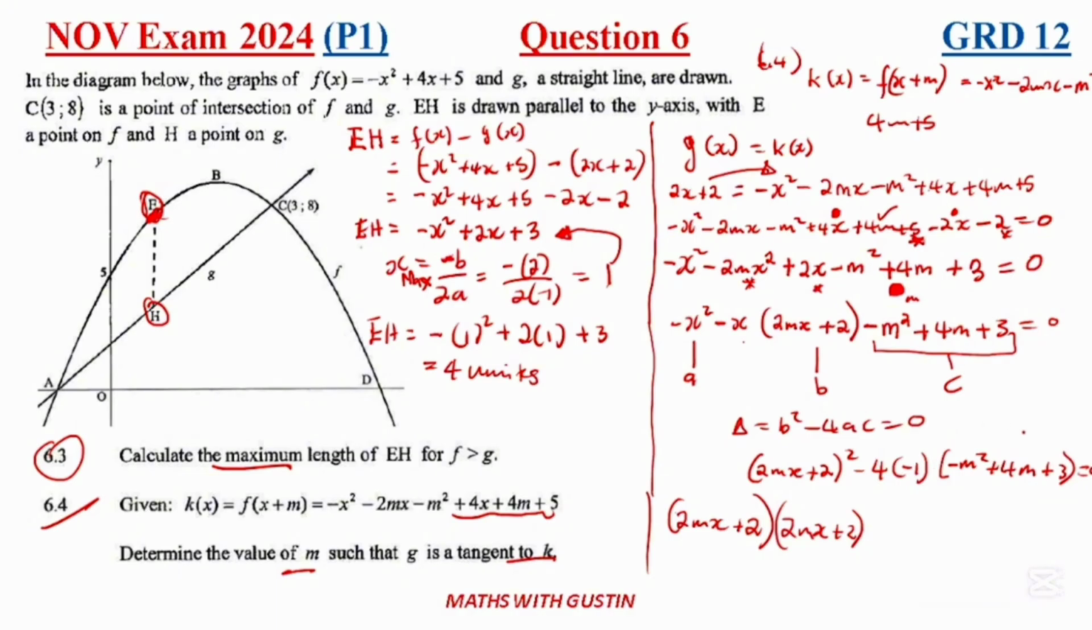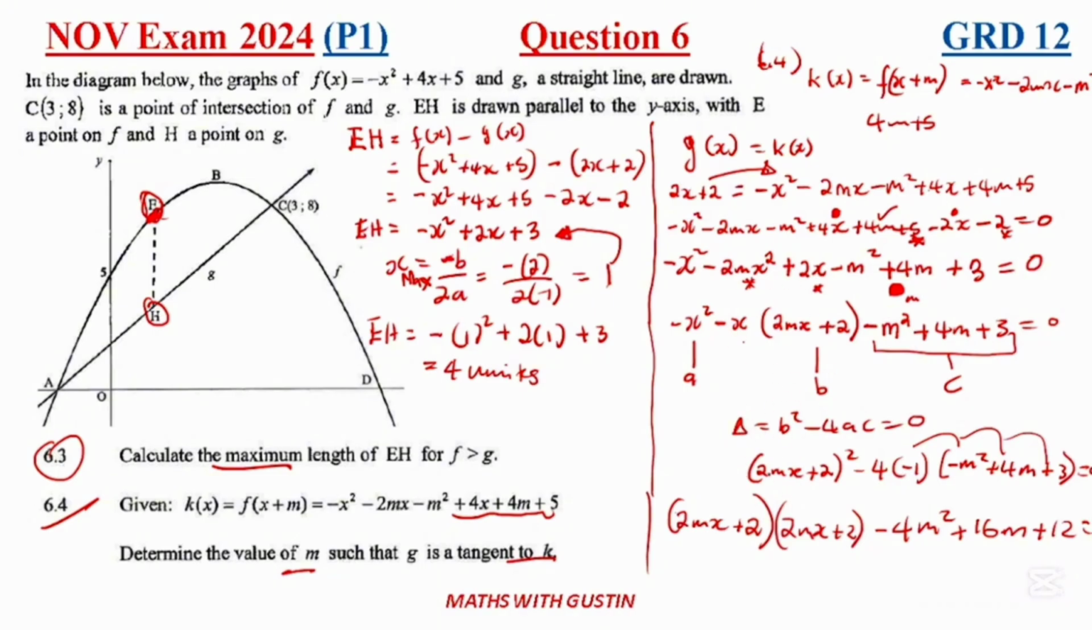Then you multiply throughout, remove the bracket like that. Okay, so it's going to be positive 4 times that is going to be negative 4 m squared. Positive 4 times that is going to be positive 16m, and then positive 4 times that is going to be positive 12 is equal to 0. Once you finish doing this, you can simplify everything here.